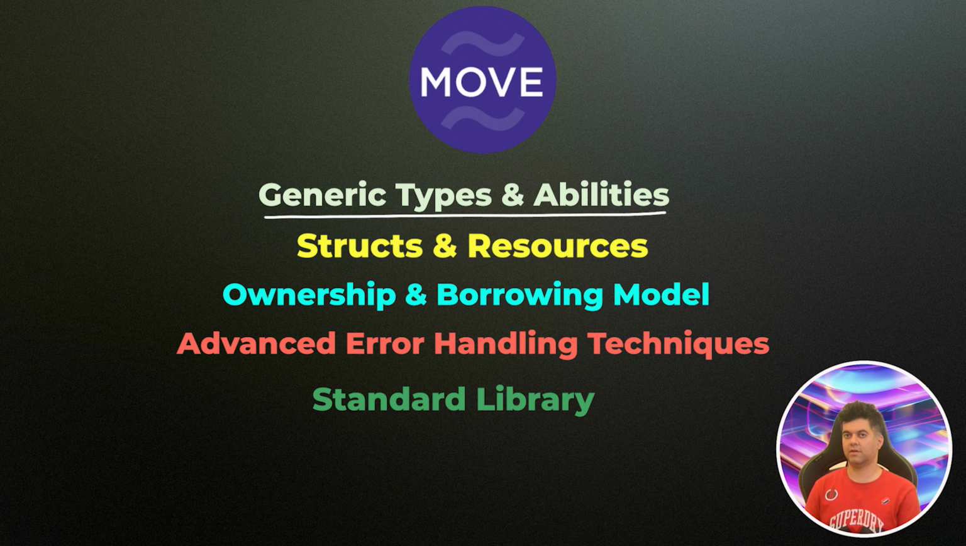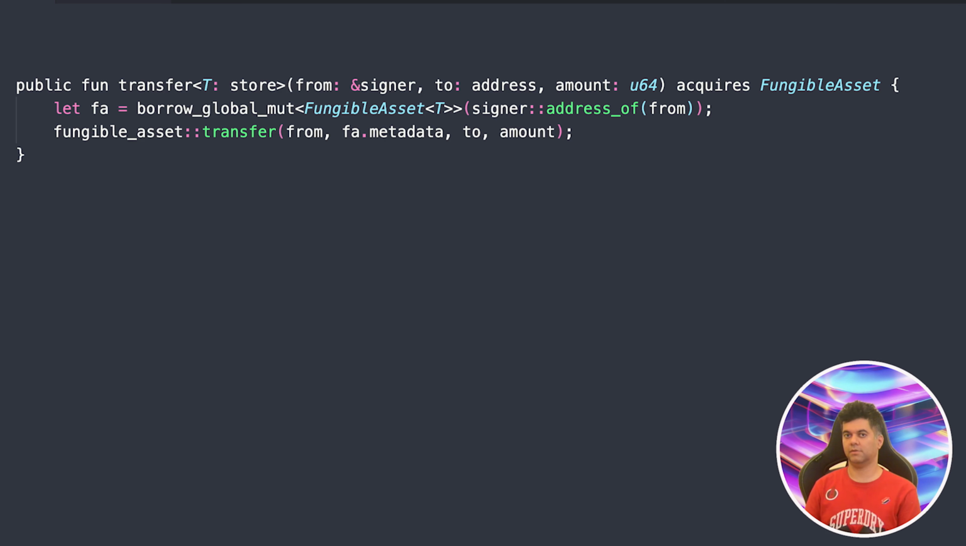If you're coming from languages like Rust or C++, you might be familiar with generics. In Move, they're a powerful tool for writing flexible, reusable code. Now imagine you're writing a function that works with different types of assets. Instead of writing separate functions for each asset type, you can use generics. Here's a simple example. In this example, T is a generic type. The store part is an ability constraint, which we'll talk about in a moment.